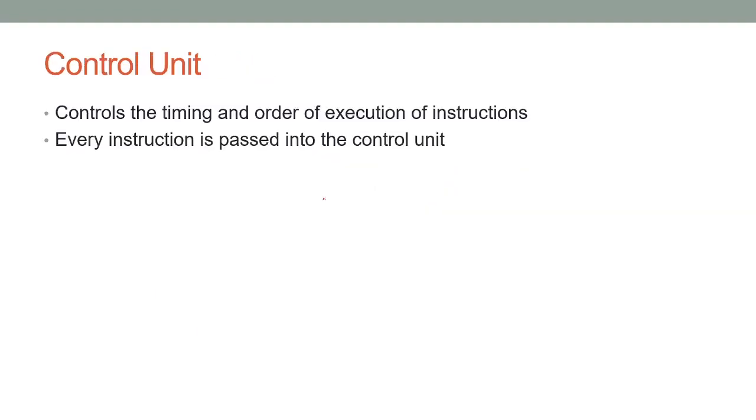So what is the control unit? It controls the timing and order of instructions. There are lots and lots of instructions being fired at the processor at once. It is the control unit's job to decide what is the most important instruction. So if an error pops up, then it has to deal with that error first, and that's why you'll see an error box pop up on your screen.